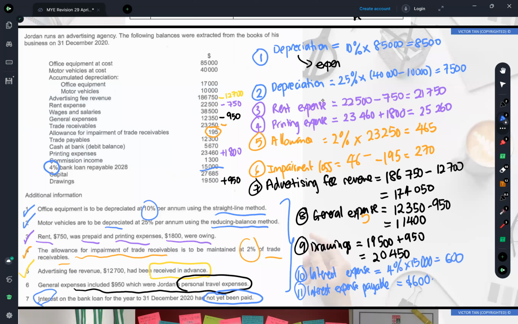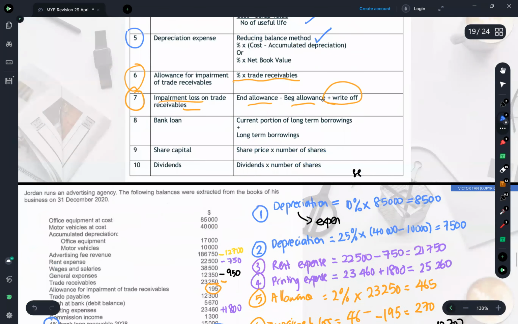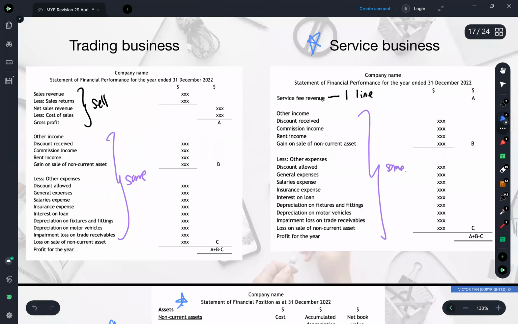So for this question, if you want to try it, the O-level people, go ahead and try it. Then if you are in Sec 4, you can. Sec 3, you don't try first, can? So the performance will look something like here, where it is a service business.